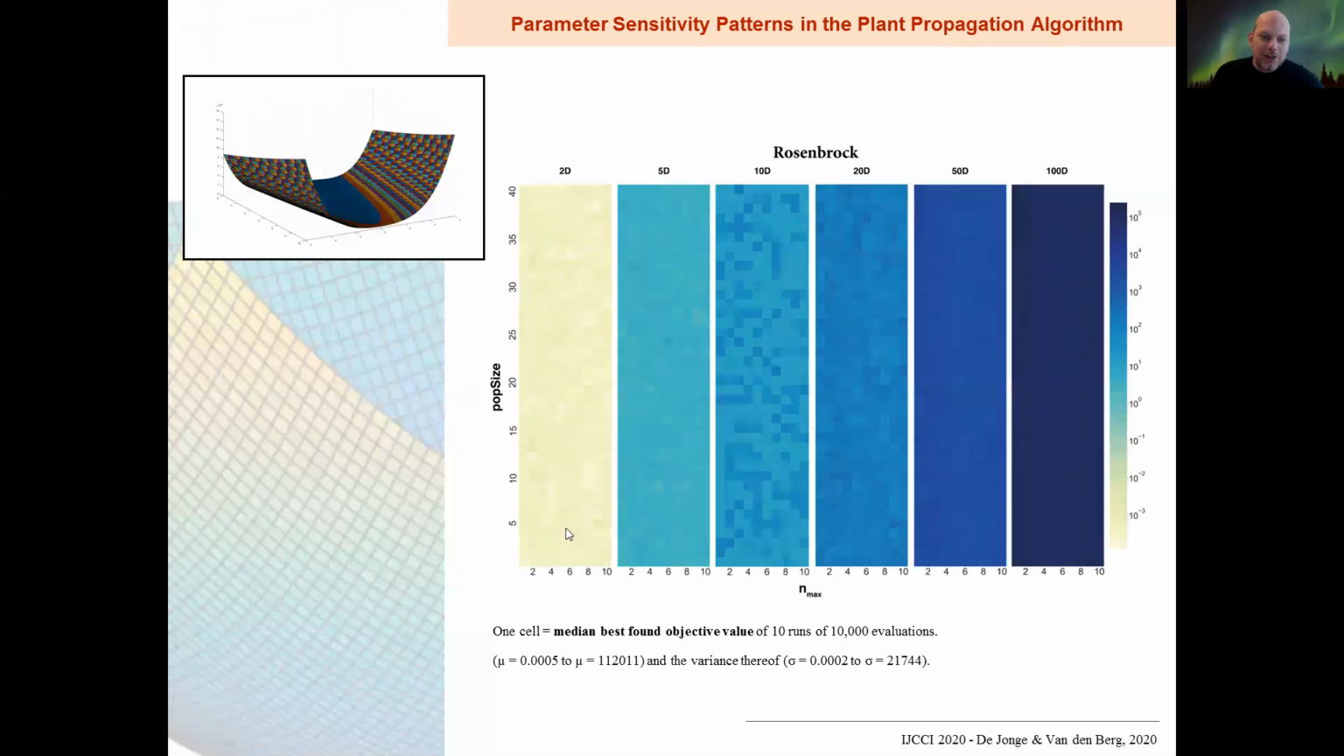So that indicates that it really doesn't matter what kind of parameters you choose for any of these singular benchmark function instances, right? A population size of 35 with a maximum number of offspring of 10 does just as well as a population size of 10 and a maximum number of offspring of 2 on 2 dimensions for the Rosenbrock function.